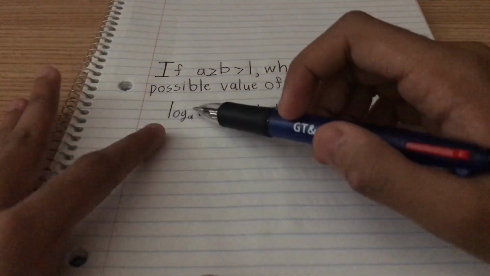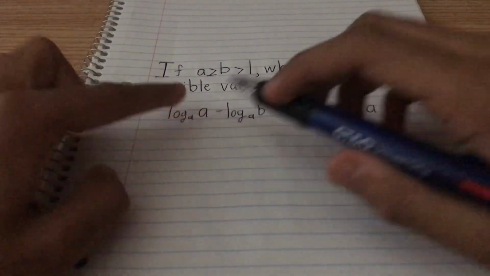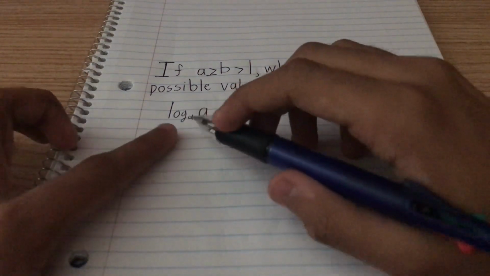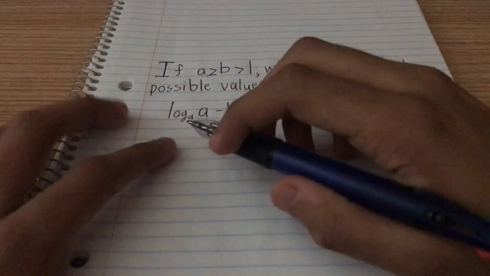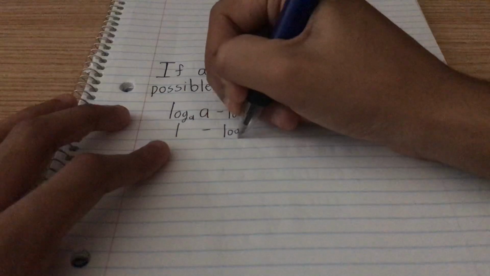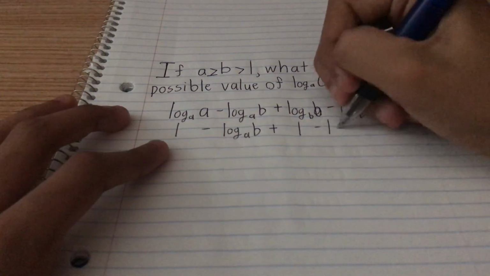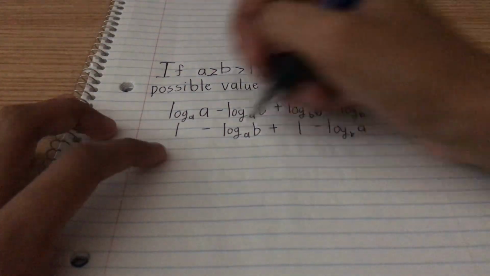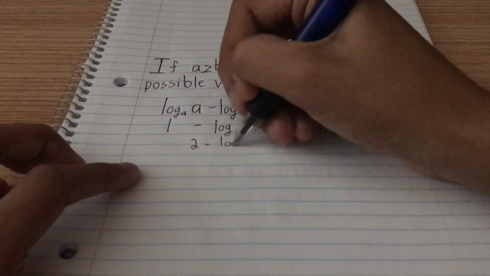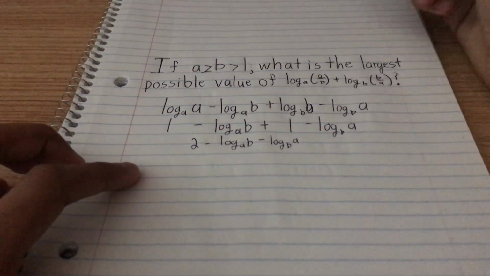Log base a of a and log base b of b are both 1, because if the base and this number are the same, then the answer is always 1. Log base a of a is the same thing as saying a to the power of what equals a, and the answer is obviously 1. So you have 1 minus log base a of b plus 1 minus log base b of a. So we get 2 minus log base a of b minus log base b of a.